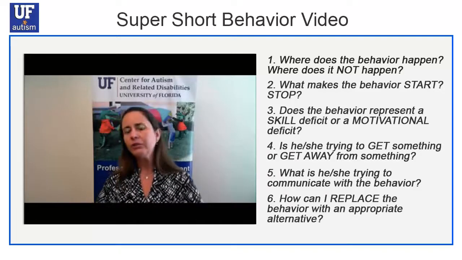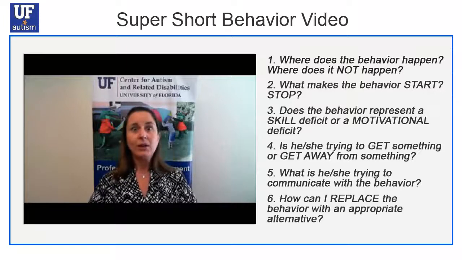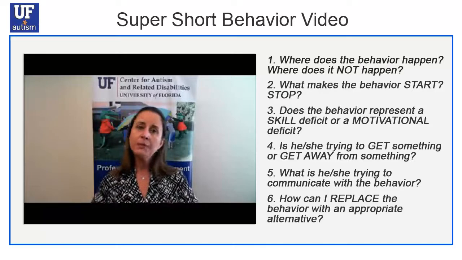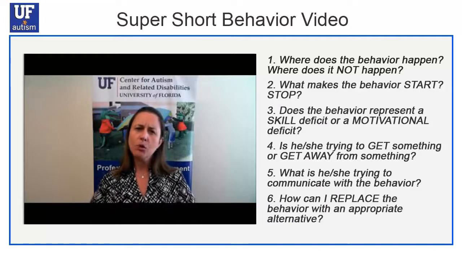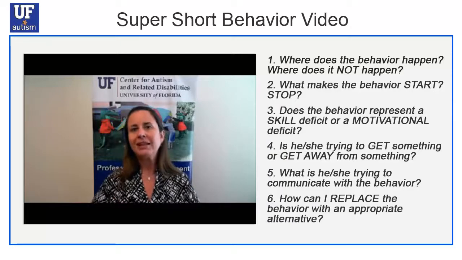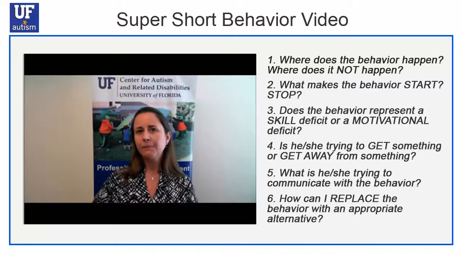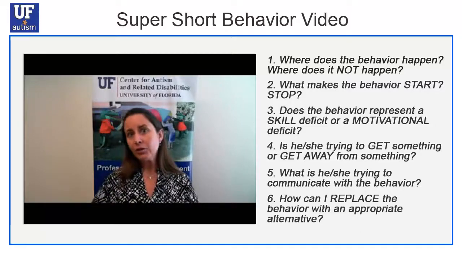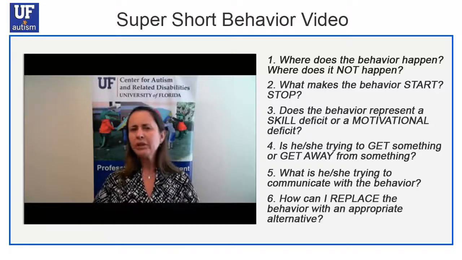So if the child is used to pulling hair or crying or screaming or saying bad words or whatever it is that they might be doing, and that's served a purpose for them, it's worked for them in the past, now we have to kind of convince them that that's not going to work anymore. And the best way to do that is to teach them an appropriate alternative that's easier and even more efficient than the behavior that they're used to demonstrating. So if you're able to ask yourself these 6 questions, it's going to get you on the road to being able to develop a pretty good behavior plan to address these behaviors.